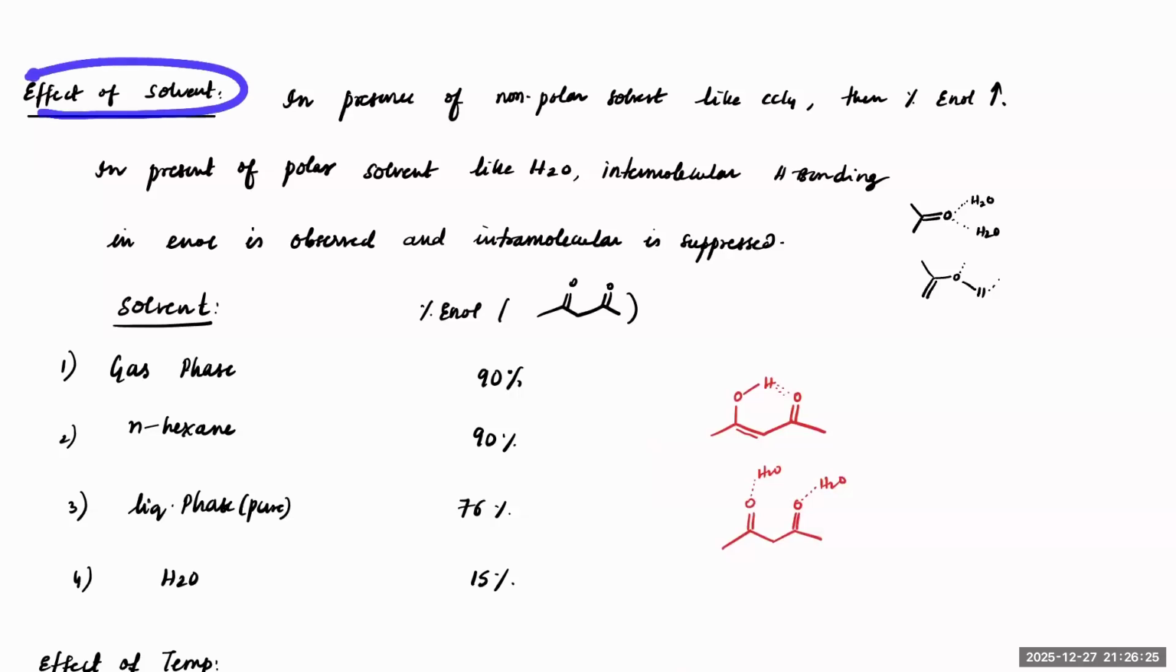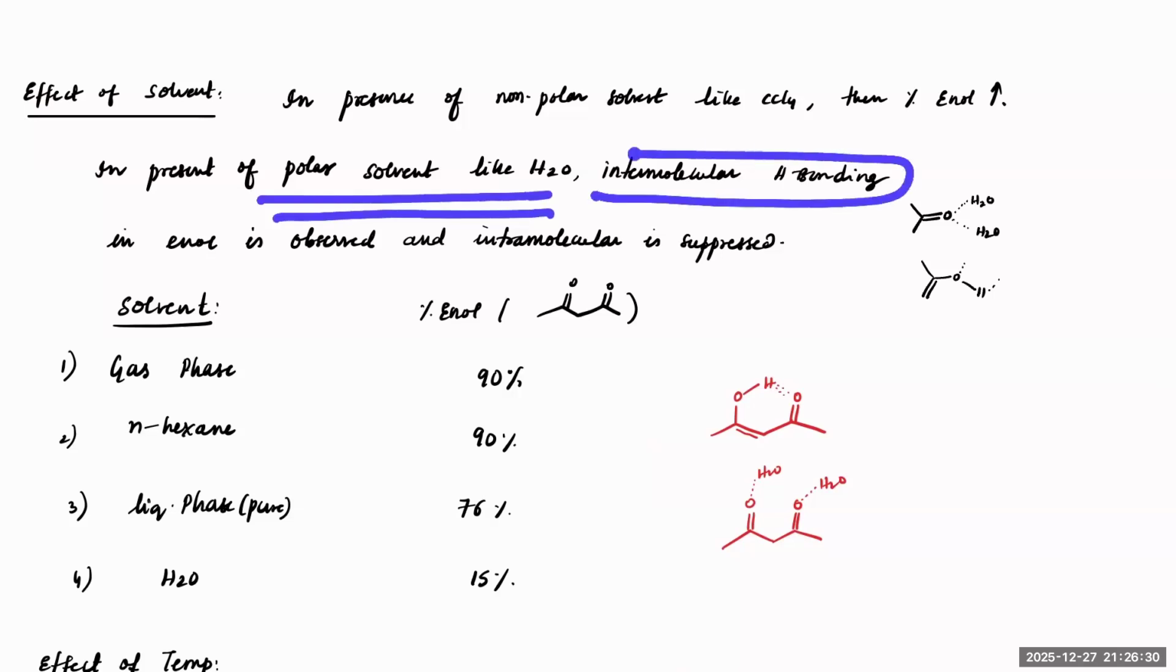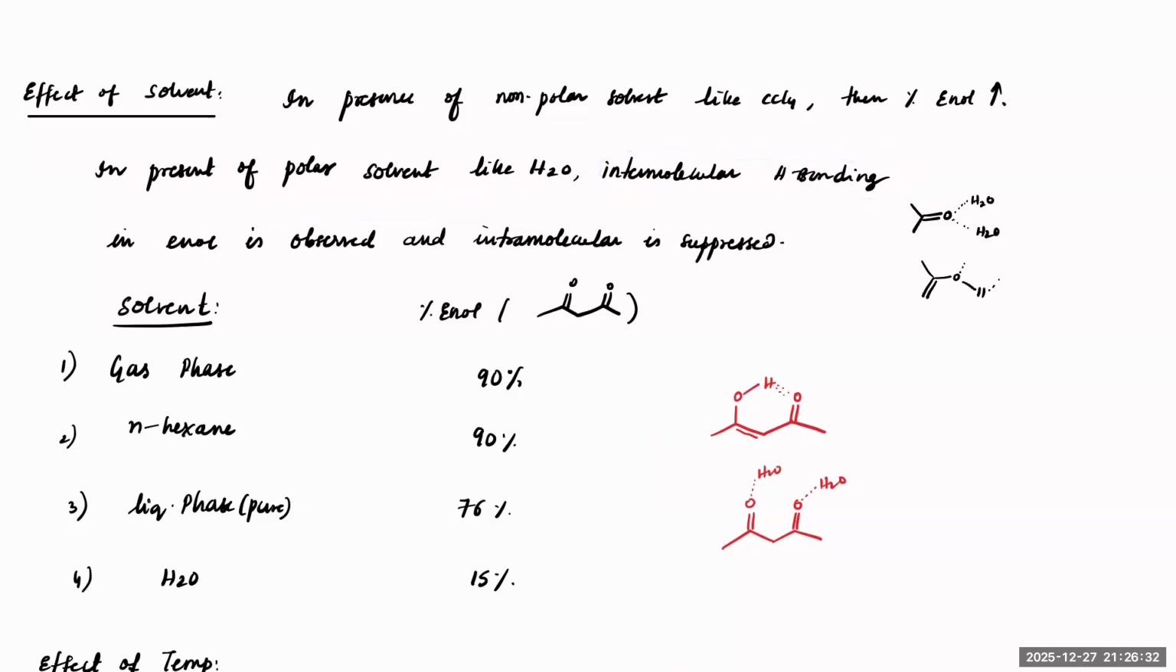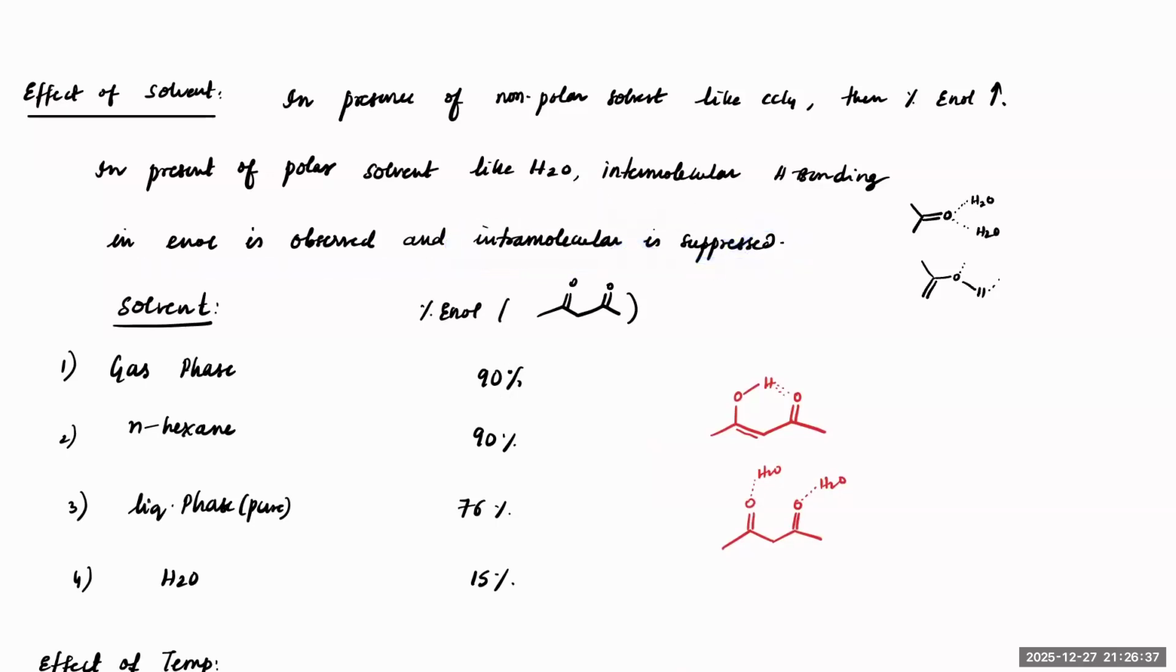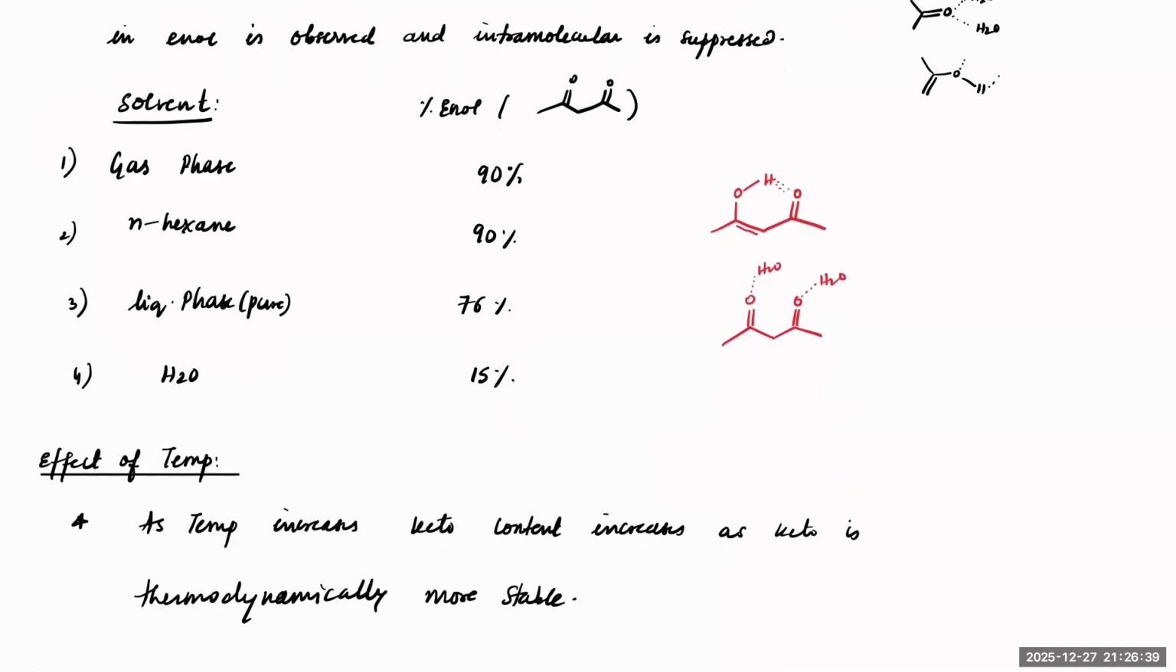So you see, effect of solvent. What you will notice is that in the presence of polar solvent, intermolecular hydrogen bonding is observed in both of them. So intramolecular is hardly going to make any effect. Hence, gas phase percentage enol is the best. N-hexane is also almost a great amount. In its pure form, it is around 76%. I'm talking about this as a reference. And in water, the percentage drastically decreases to 15%.